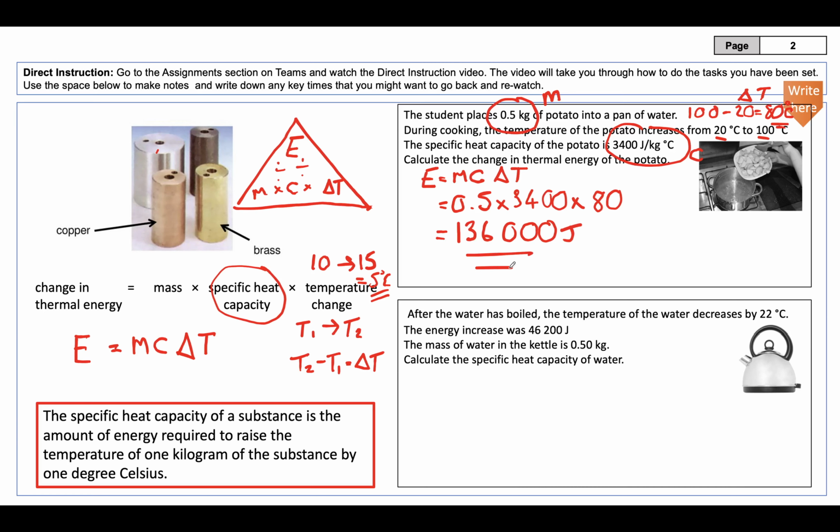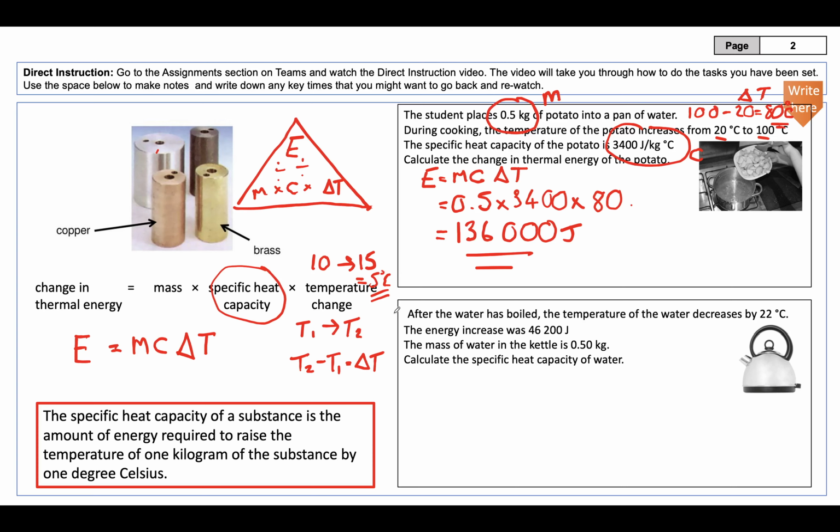And I'll underline that to show that it's the answer I want the examiner to mark. So remember, every time we're going to do equation, substitute the correct values, being careful of our change in temperature, and we're going to evaluate it. We're going to type it into the calculator, we're going to write the answer, and we're going to put a unit on the end. So we have to do those 5 things every time.